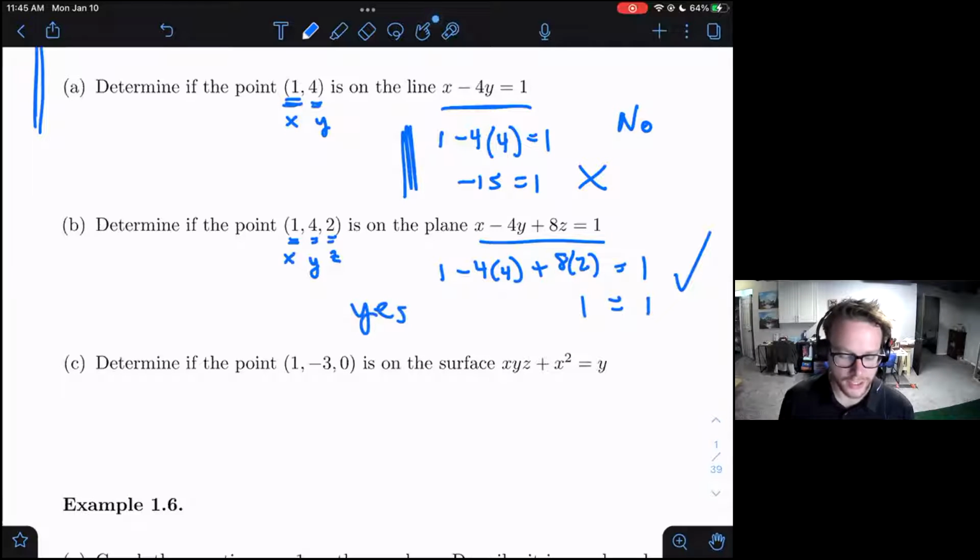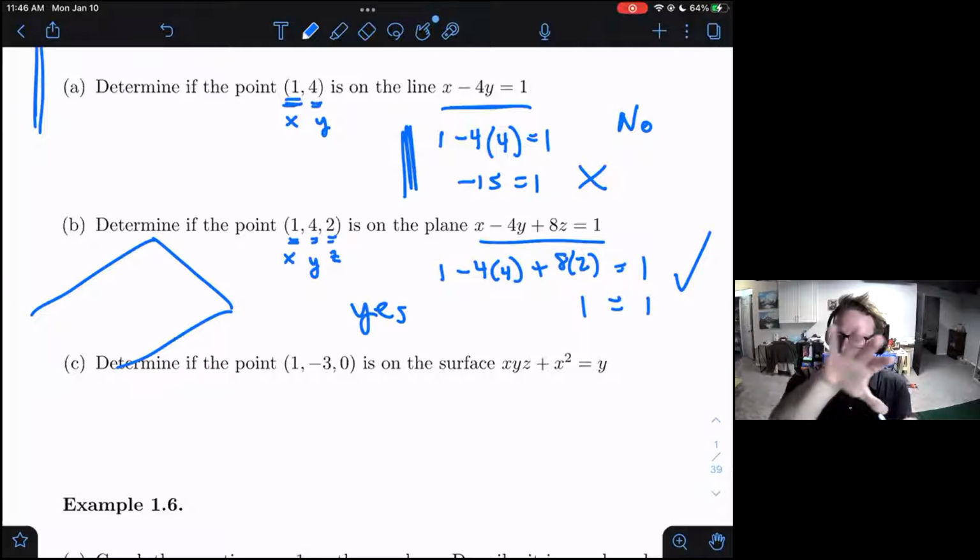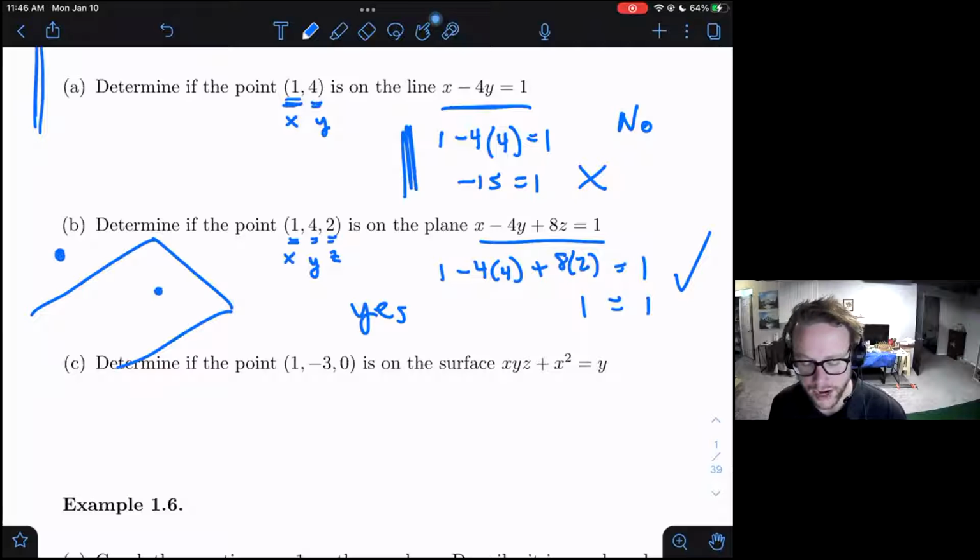If we were to sketch this, we'd have some plane floating in space. A plane is just this infinite sheet of paper. It's the upgrade of the XY plane, but it may not sit exactly flat. It may be tilted or something like that. In this case, the point (1, 4, 2) would be a point on this plane rather than some point hovering above it or below it. It's actually on the plane.